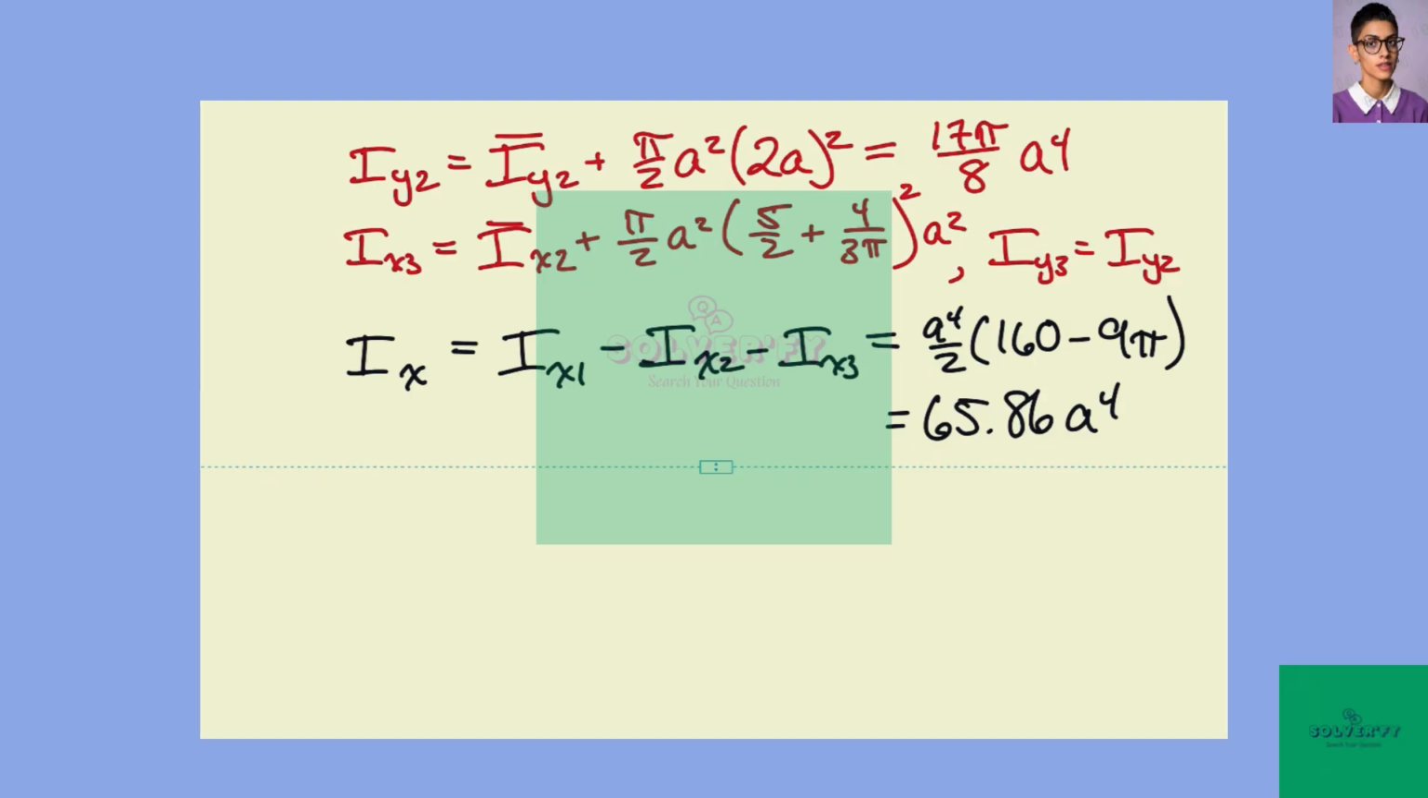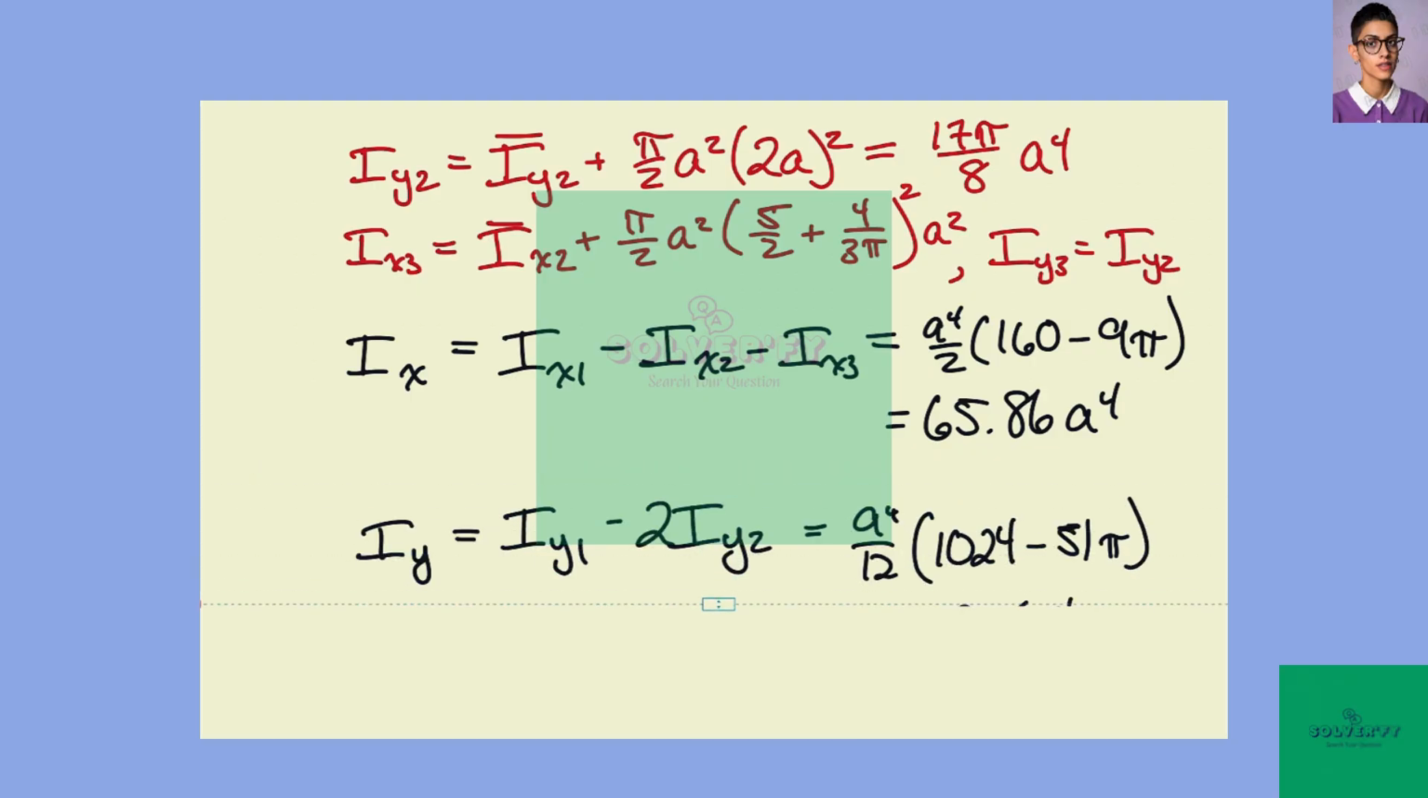And likewise for y, we can take the area moment with respect to y of the square minus that for the semicircles, and those two are equal, so we can just multiply that by 2, and that gives us a^4/12 times (1024 - 51 pi), or 71.98 a^4.